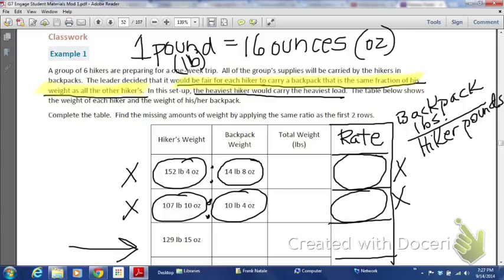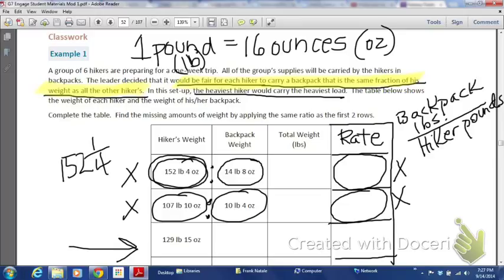Okay? Keeping that in mind, and again, we've talked about this before, let's go ahead and turn our respective weights into fractions. So hiker's weight here, let's not call it 152 pounds 4 ounces, let's say 152 and 4 over 16, which we know is the same as, let's simplify that to 1 over 4. Because 4 out of 16 is the same as 1/4. And over here, instead of backpack weight, we have 14 pounds 8 ounces.